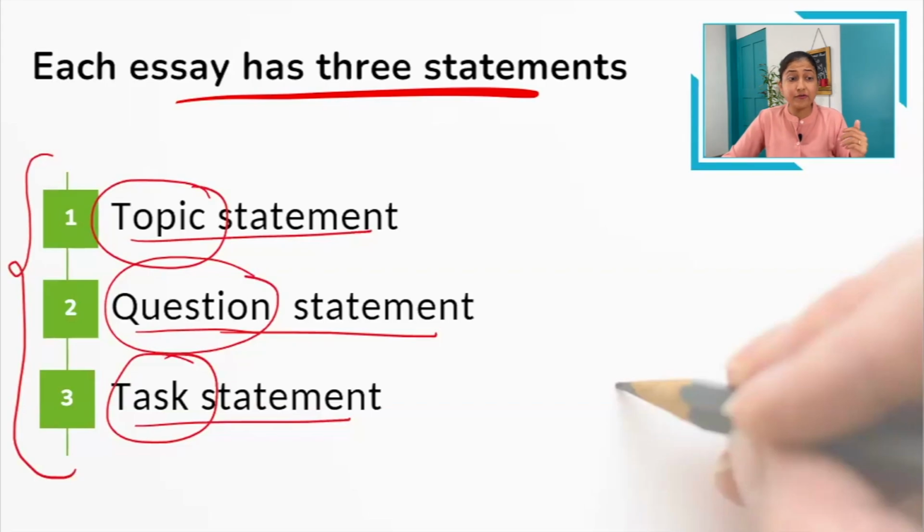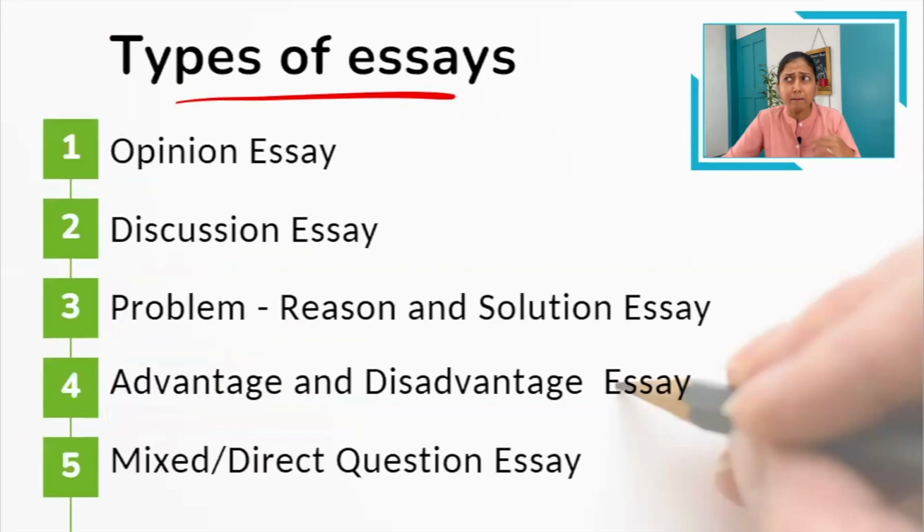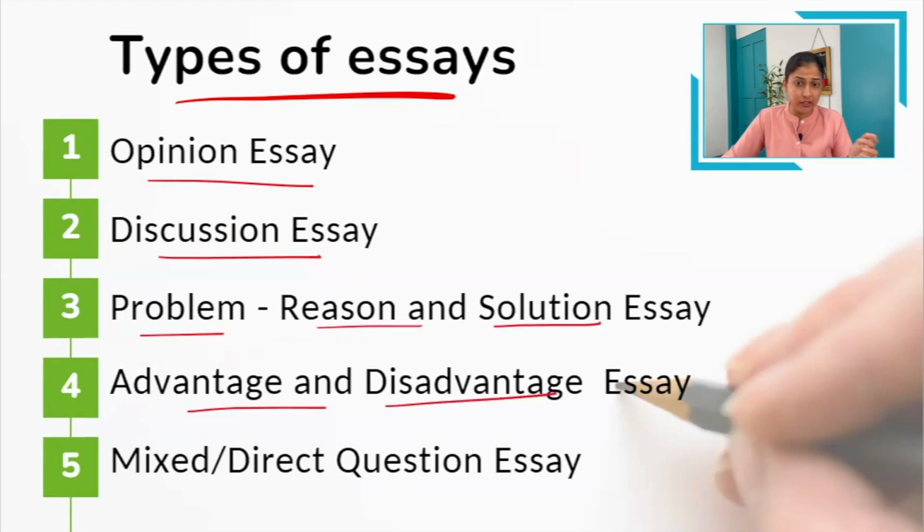Now, let's look at different types of essays that you may come across in your exam. Of course, you will only get one of these types. Number 1, opinion essay. Number 2, discussion essay. Then there is the third one, which is problem, reason and solution essay. The fourth one is advantage and disadvantage essay. And there's something called mixed or direct question essay. There are these 5 different types of essays. All right, relax. We'll look at one at a time in detail.